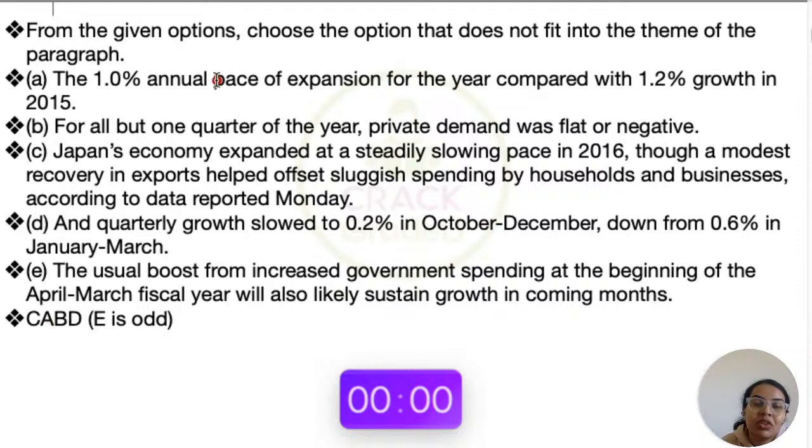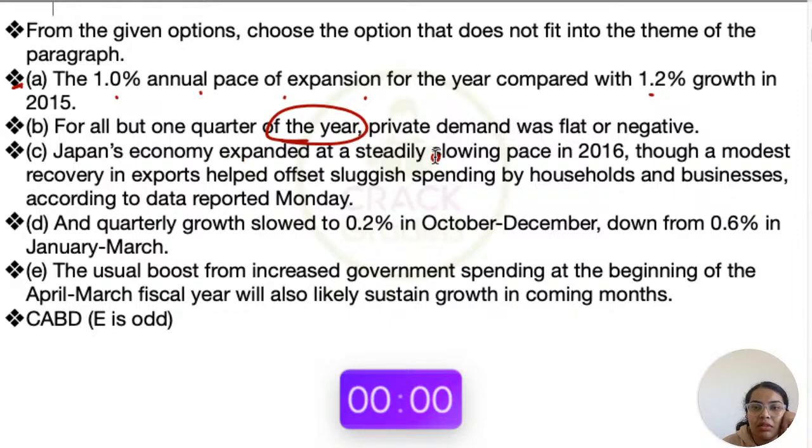So you can learn from the sessions where you are lacking and you can correct yourself. Try to do that. The 1% annual pace of expansion for the year compared with 1.2% growth in this. Now, this has no verb of its own. That's why we will keep this on hold and see if there is a place I can connect. For all but 1/4 of the year needs to have a year mentioned before. So we'll also keep this on hold.